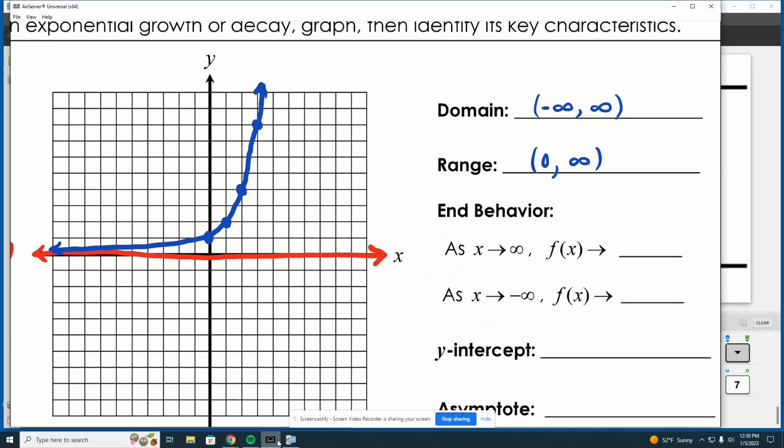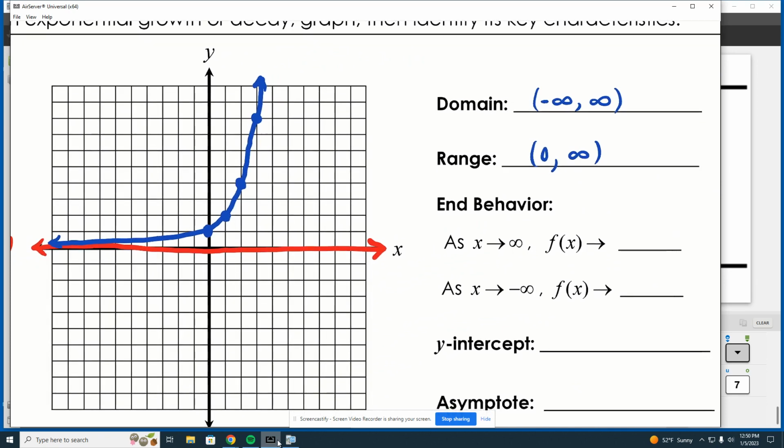End behavior has always been something that you're going to keep seeing, and that is really simple. As x goes to the right, what's y doing? How do I describe going up? Positive infinity. As x goes to the left, what's y approaching? 0, right? The asymptote. So that's easy. We already found the y-intercept. What was it?